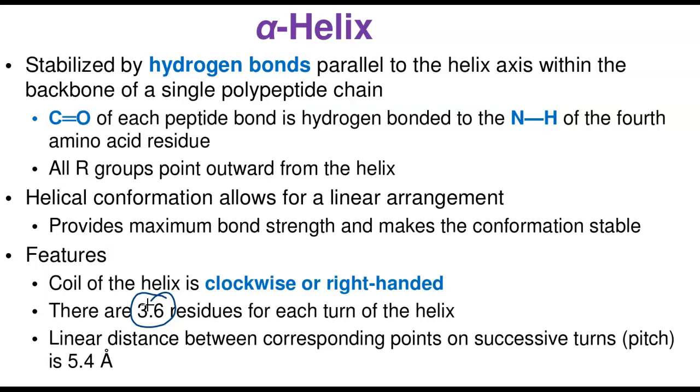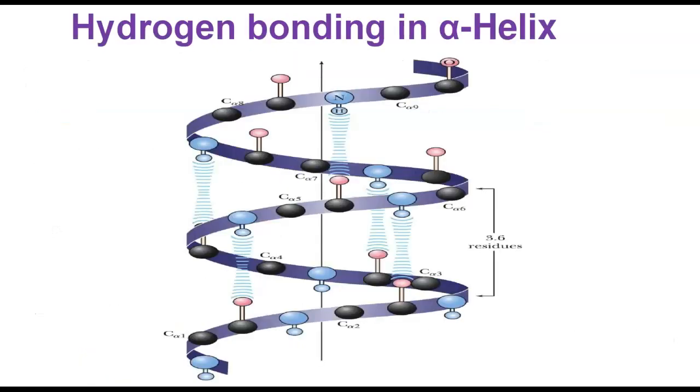So the helical conformation allows for a linear arrangement. It provides maximum bond strength and makes the conformation stable. The coil usually runs clockwise, or right-handed, and the distance between each of those turns measures about 5.4 Angstrom. So this is, I think, a better picture. I like this one better.